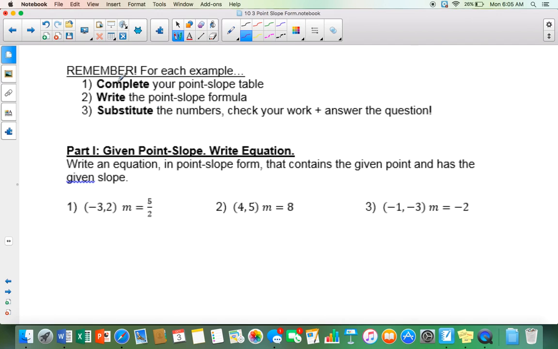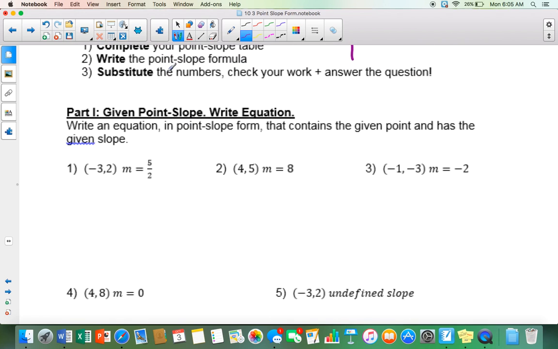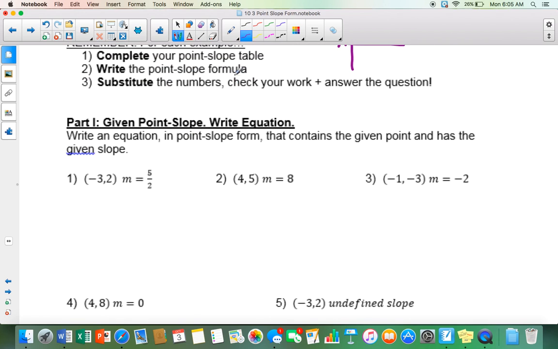Remember, for each example, we're going to complete our point slope table, which is just like that example we saw up there, where we have our x, y, and where we have our m, which is our slope. Then we're going to go ahead and write the point slope formula, and we're going to substitute the numbers and check your work.